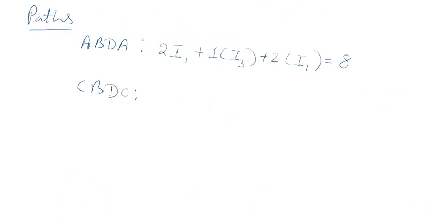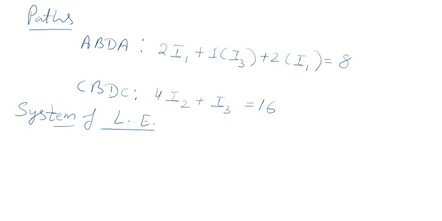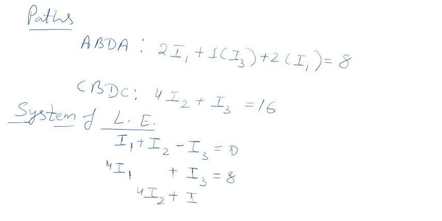So what you will get here is 4I2 plus I3 equals 16. So you have three equations now. If I wish to write the system of linear equations, L.E. stands for linear equations: one is I1 plus I2 minus I3 equals 0. Another equation is 4I1 plus I3 equals 8. The last equation is 4I2 plus I3 equals 16.